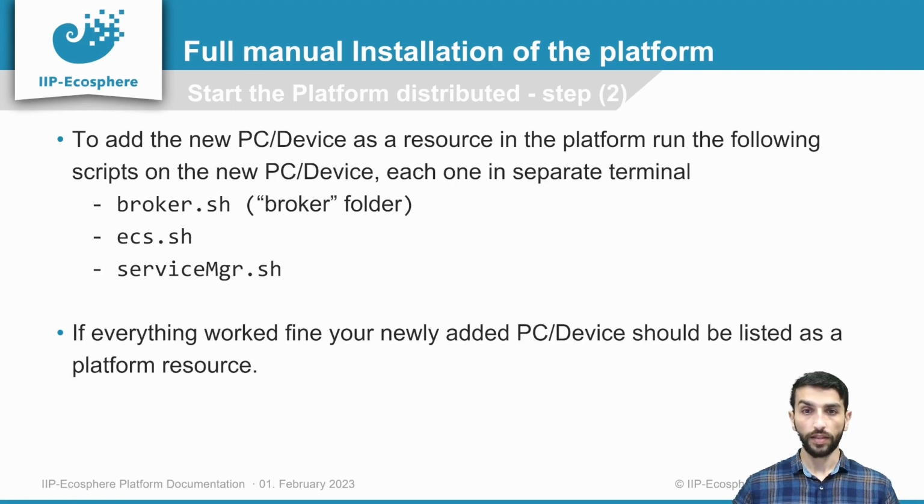To add the new device as a resource in the platform, run the following scripts, each one in a separate terminal, and keep it open: broker.sh in the broker folder, ecs.sh, servicemgr.sh. If everything works fine, your newly added devices should be listed as a resource in the platform. You can interact with the platform and check the resource in the platform using the platform CLI, command line interface. Check the platform handbook for more information about the platform CLI.